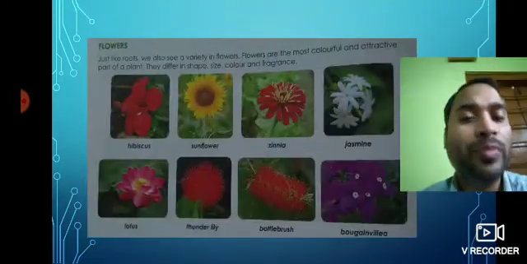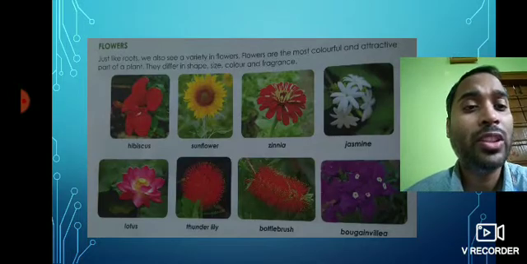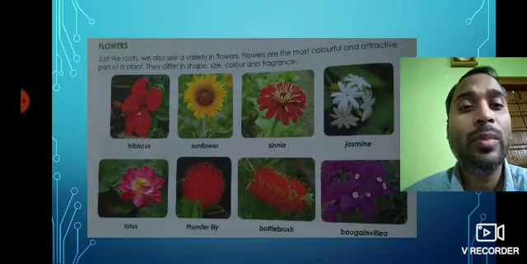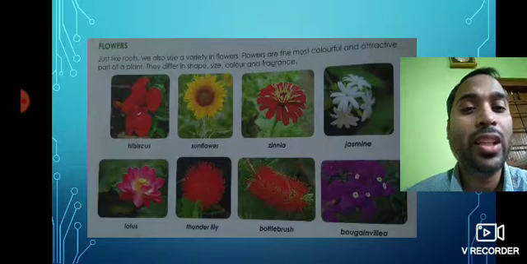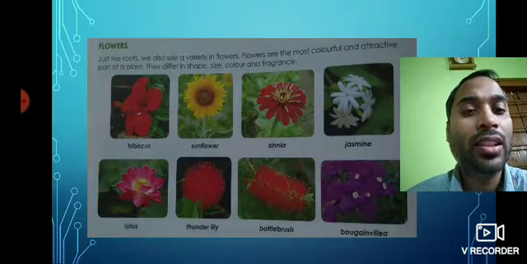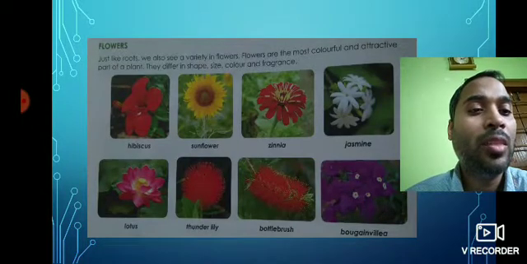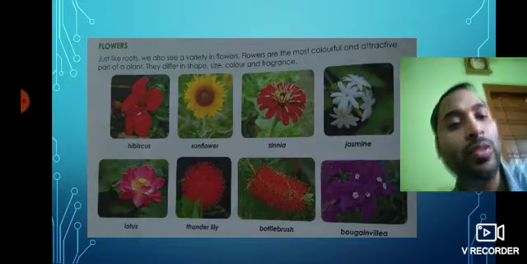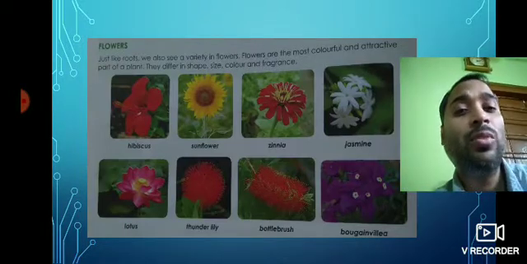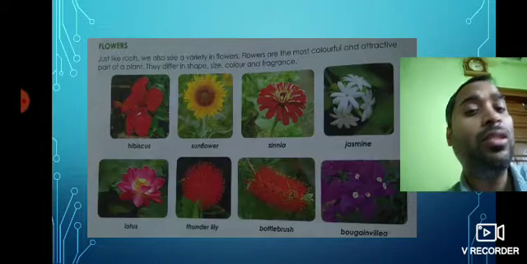Then these are some of the common flowers which we see in our surroundings: hibiscus, sunflower, zinnia, jasmine, lotus, thunder lily, bottlebrush, and bougainvillea. So these are some of the common flowers which you can see in our neighborhood or in our surroundings.